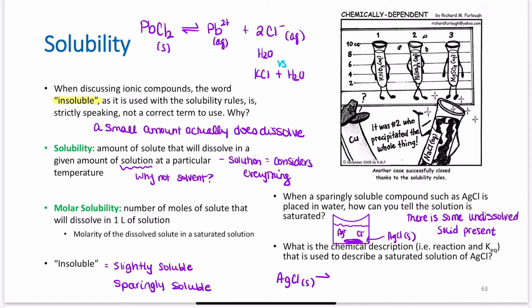Silver chloride in equilibrium with silver ions and chloride ions. And the Keq, we specifically say Ksp for solubility product. It's still products over reactants, in this case Ag+ times Cl-. We don't have a denominator because it's a solid on the reactant side. And this happens to be equal to 1.77 times 10 to the minus 10th. These, again, are values that you would be given if you needed them on an assessment.